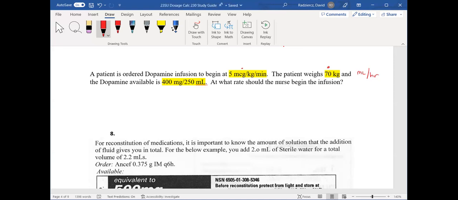So 70 times 5 is 350. I guess I should show you where I'm getting this from so I don't skip steps. I'm starting with the patient's weight, and I'm just multiplying it by that first step, which is the micrograms per kilogram per minute. When I do this, I'm going to eliminate kilograms. So I'm going to be at 350 micrograms per minute.